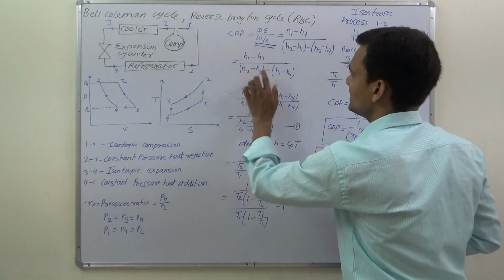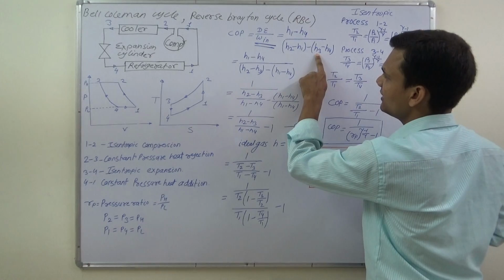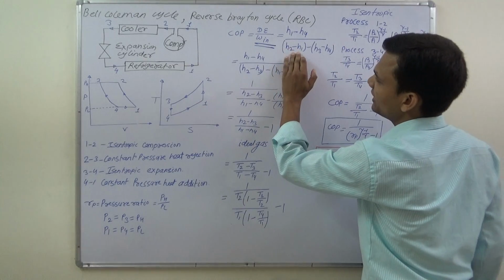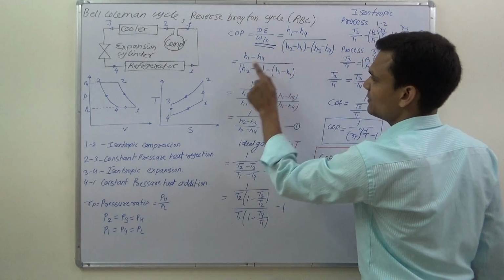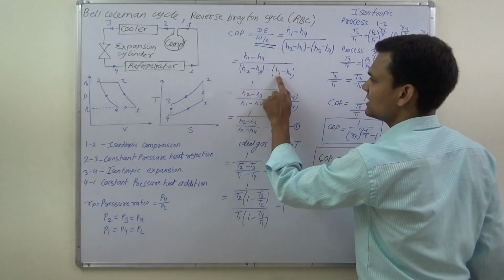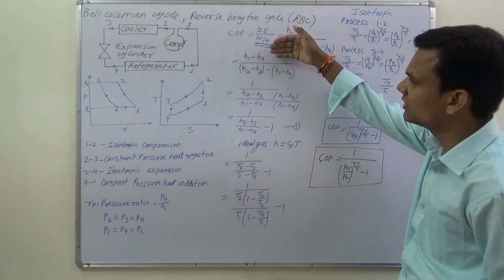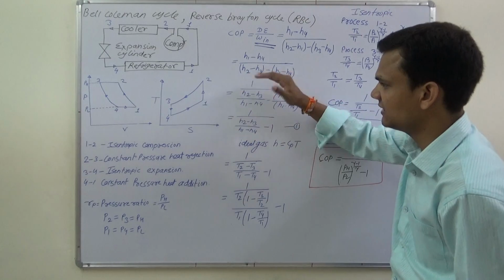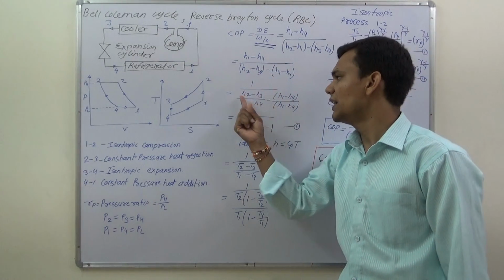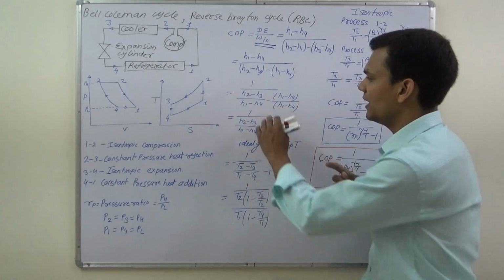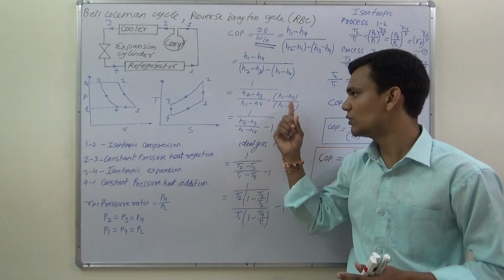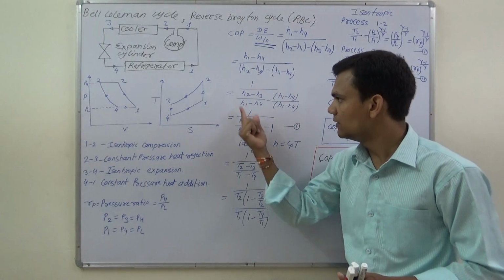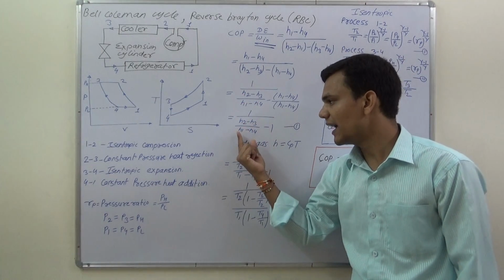So if I rearrange this term and take common this H3 and this H1, then the term in the denominator will become H2 minus H3 minus H1 minus H4. If I take this numerator term into the denominator, it will become 1 upon H2 minus H3 by H1 minus H4, and H1 minus H4 by H1 minus H4. This term will get cancelled and we have 1, and this term will remain: H2 minus H3 by H1 minus H4.